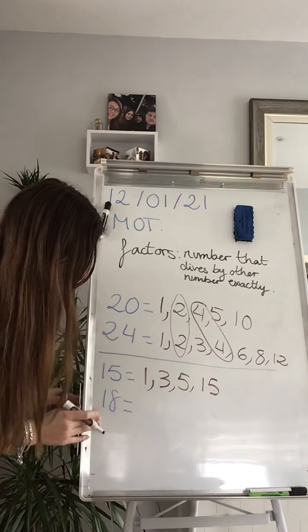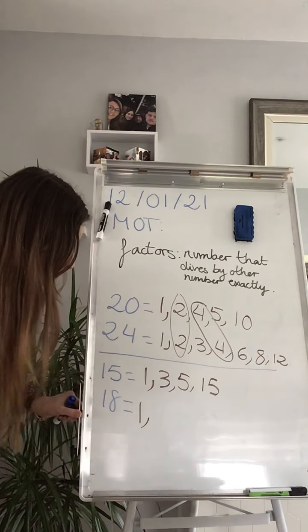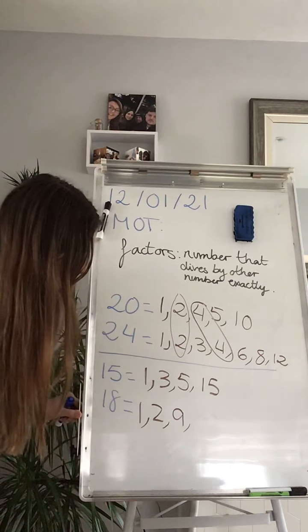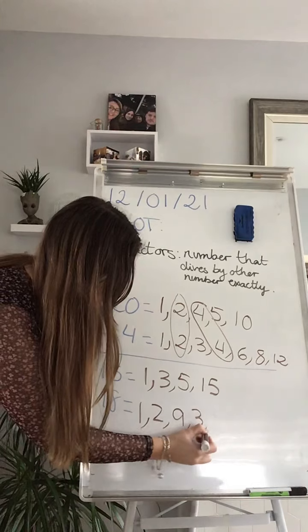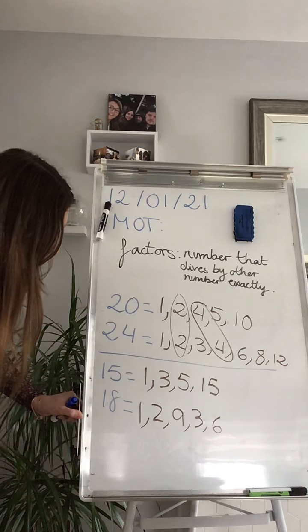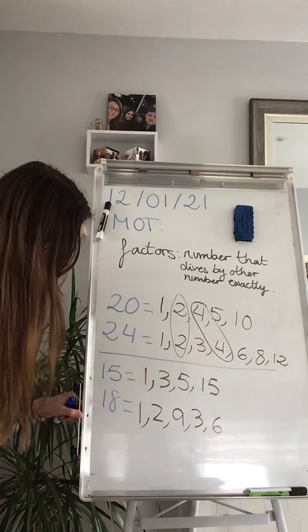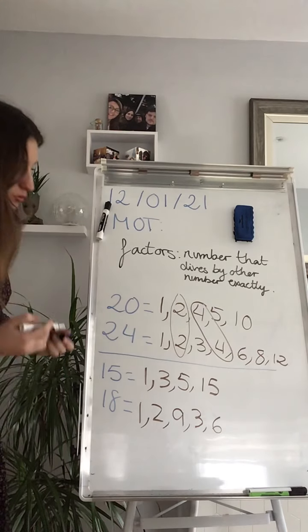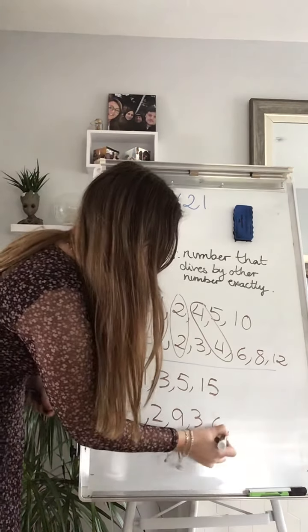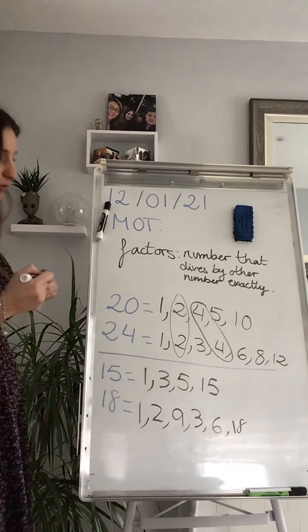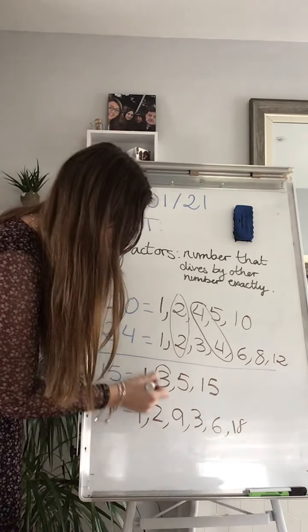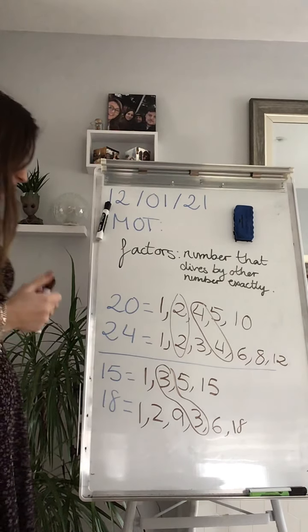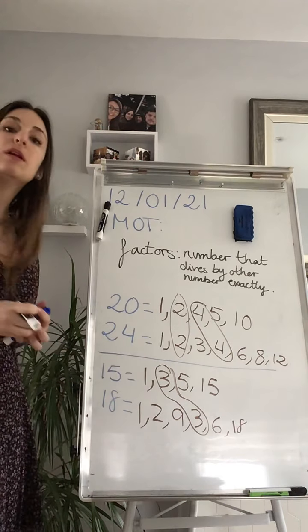Let's go for 18. Can I divide 18 by 1? Yeah. By 2? Yeah. 2 times 9. Actually, I could put there the 9. By 3? Yeah. 3 times 6. By 7? No. By 8? No. By 9? Yeah. By 10? No. 12? No. And that's it for 18. Now let's find my common factors. 1, yeah, but 3. And is that it? It is, isn't it? So that's it. The common factor will be 3.